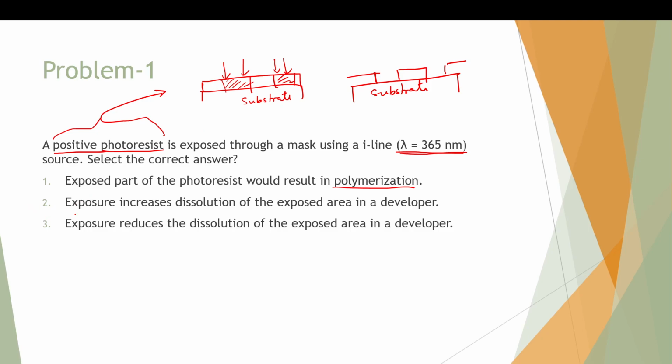So exposure increases dissolution of the exposed area in a developer. That is the correct answer. Exposed part of the photoresist would result in polymerization. Polymerization means hardening of the resist. Then this will be a negative resist. Similarly, reduces the dissolution of exposed area means negative resist.